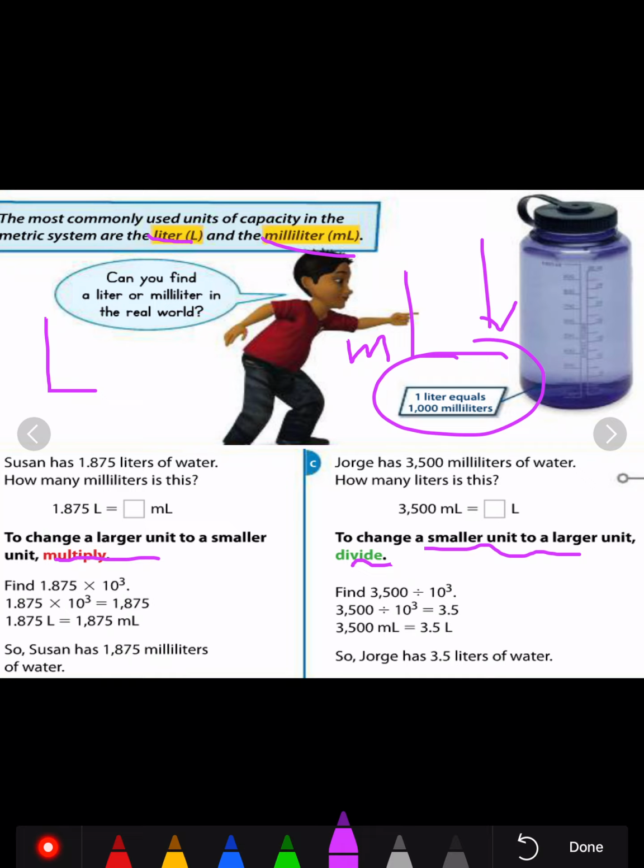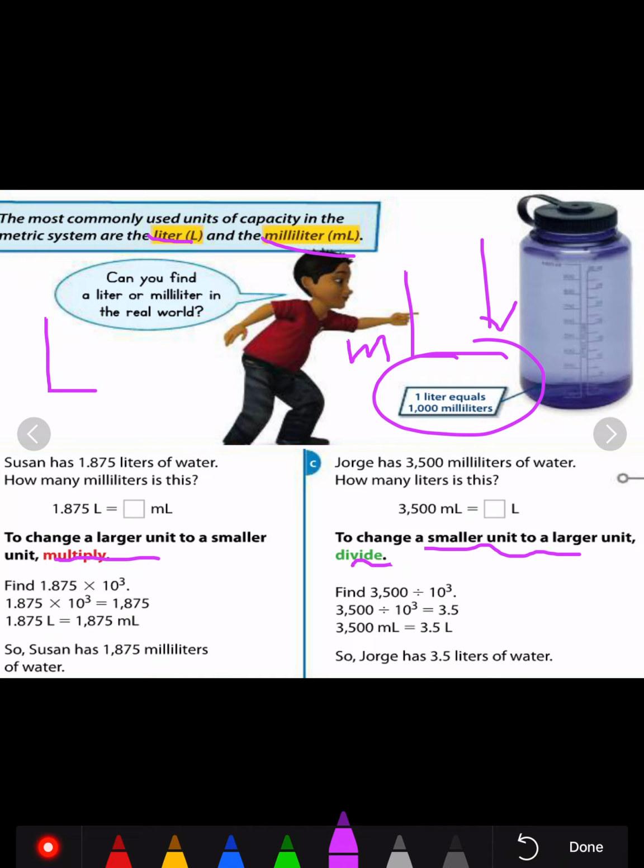So for capacity, I'll give you an example about milliliters. When you talk about the eye drop that we buy from the pharmacy for our eyes, this eye drop has many milliliters. But when we talk about the tank of petrol in our cars, it's measured in liters.